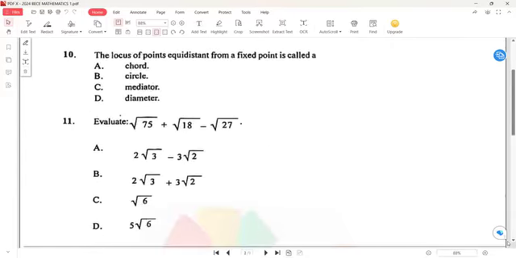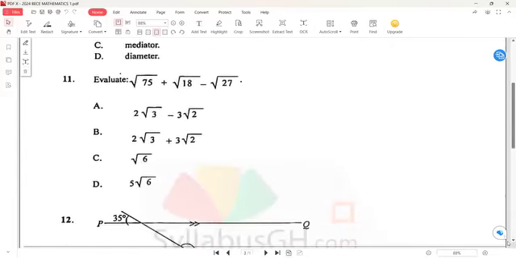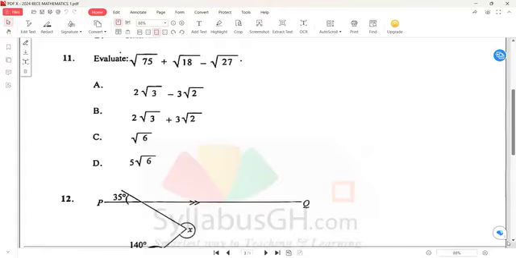So question number 11 to question number 20. So with number 11, we are looking at root 75 plus root 18 minus root 27. So we need to understand clearly that you can only add if what is in the square roots are the same. But once what is in the square roots are not the same, we simplify or reduce the surds.